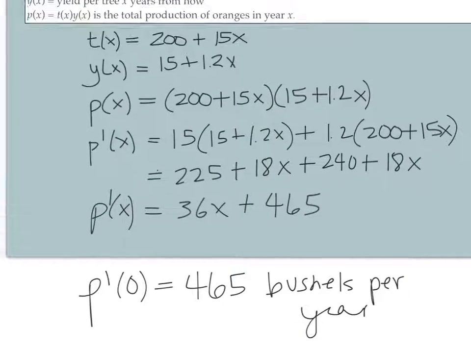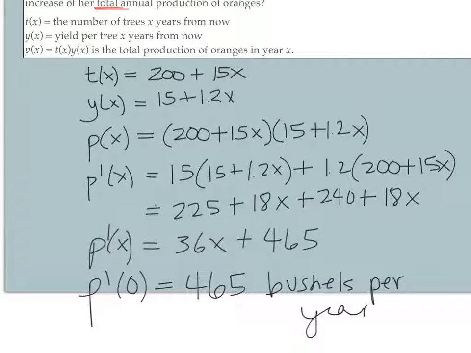This one's a little complicated if we look at the units. So let's think about the units here. The units of T is trees. The units of Y would be bushels per tree. So here it's bushels per tree times trees, which would just be bushels, and we're looking at per year in terms of X. So yeah, it's bushels per year.